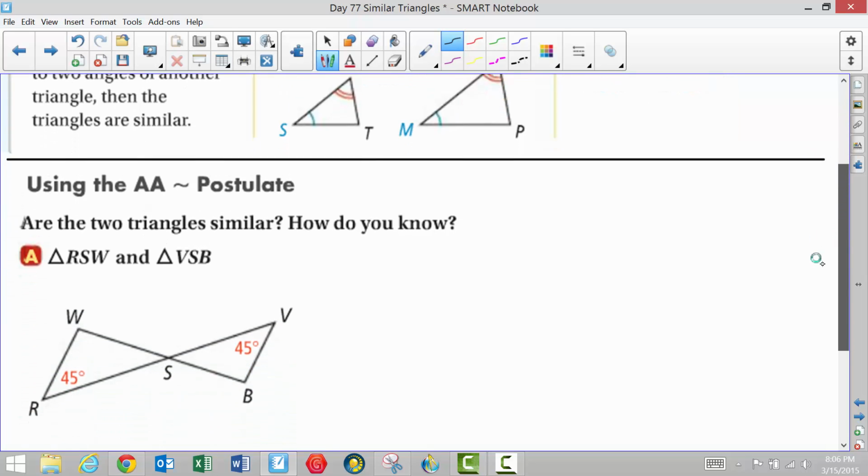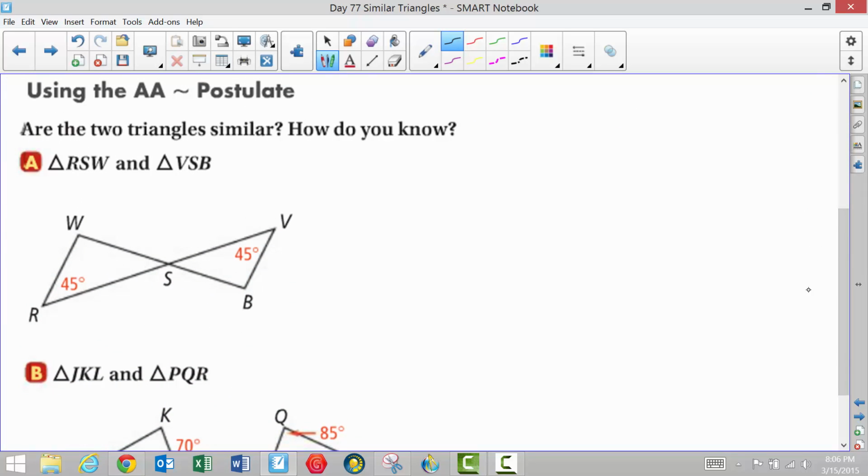It's angle, angle. So let's try to apply the angle-angle postulate. I want to know if these two triangles are similar, and how do we know? Is triangle RSW and triangle VSB going to be similar, not congruent? Well, I can mark my vertical angles congruent. I have 45 degree angles congruent. So I have angle R congruent to angle V, and angle S congruent to angle S. So this is angle-angle similarity. Two angles in one triangle are congruent to two angles in another triangle. Therefore, the triangles are similar.